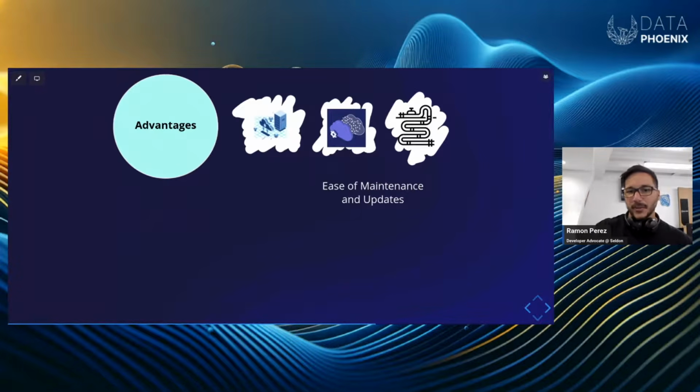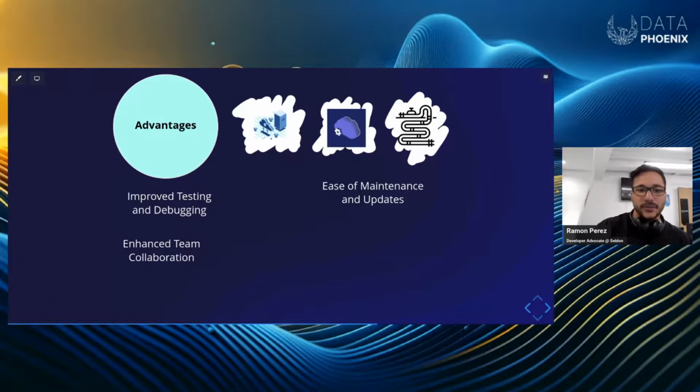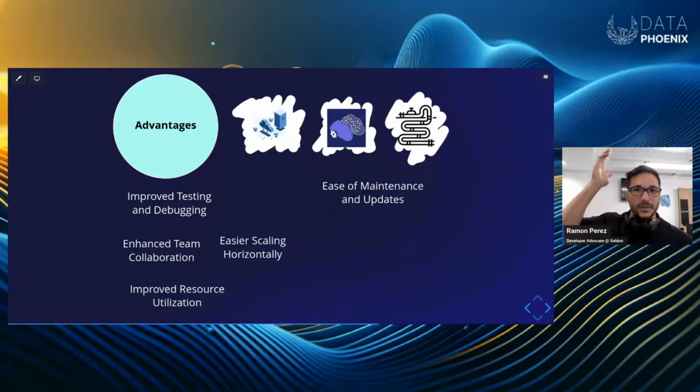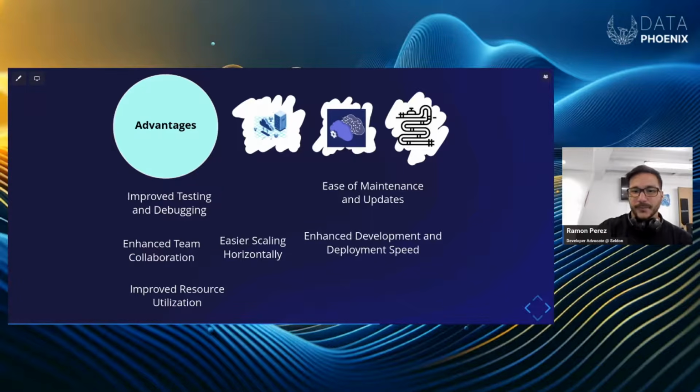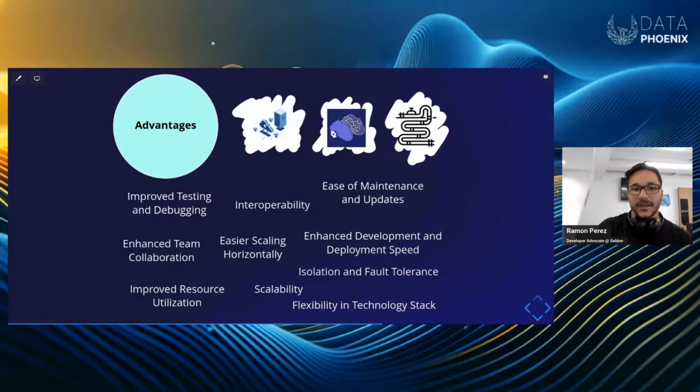So some of the advantages: ease of maintenance and updates, enhanced team collaboration, improved testing and debugging, easier scaling horizontally. So if you need more resources or if you need more instances, you can scale horizontally and vertically as well. Enhanced development and deployment speed, scalability, flexibility in technology stack. You can pick what you want to use to train the model and serve it, and isolation and fault tolerance.